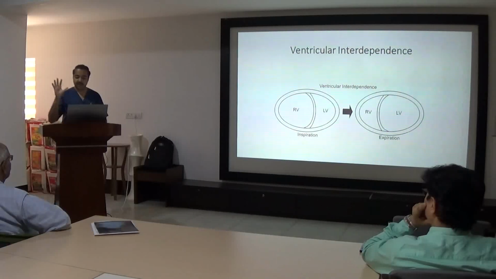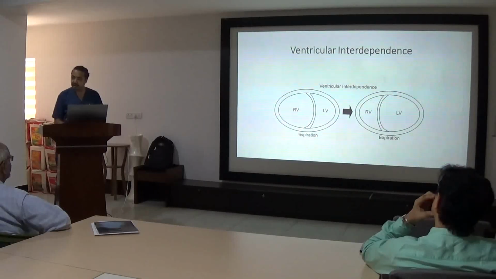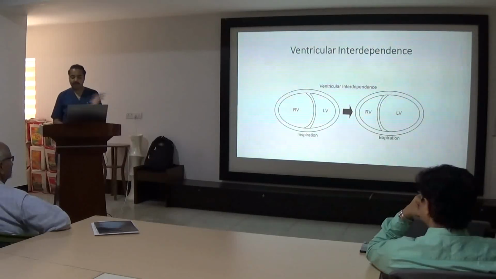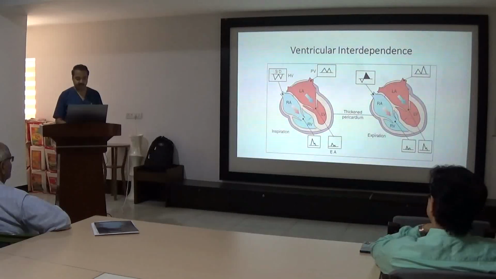This increased pressure will get applied to the pulmonary vein, so the pulmonary vein empties into the LA, LV, and the LV will expand. And so the septum will move towards the RV side. This is ventricular interdependence. During inspiration, the septum will move toward the LV side. During expiration, it moves toward the RV side. And this phenomenon is exaggerated in case of constrictive pericarditis.